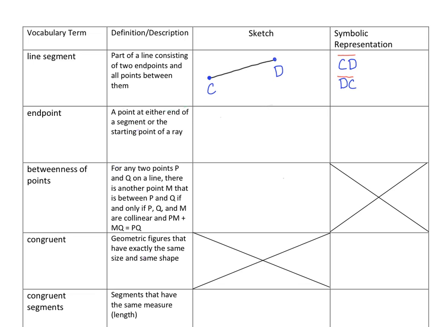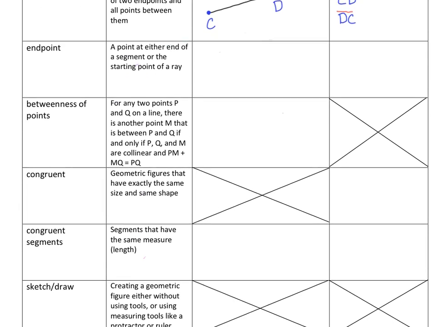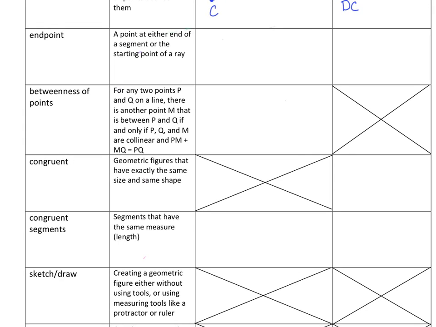So our next term is endpoint. So an endpoint, and again, the word tells you its meaning. It is a point at either end of a segment or the starting point of a ray. So I'm going to draw myself another segment. This one I'm going to label with endpoints P and Q.